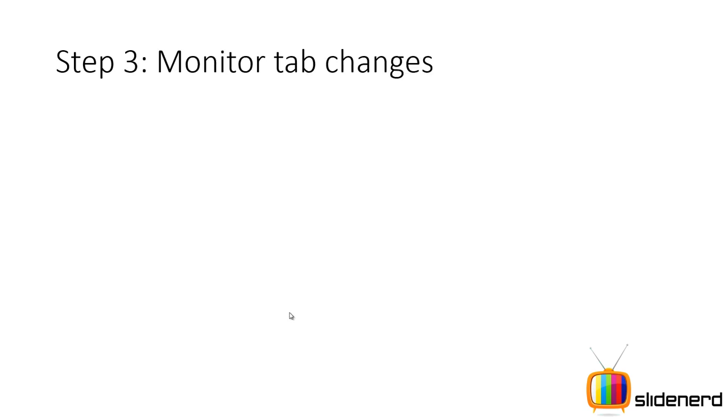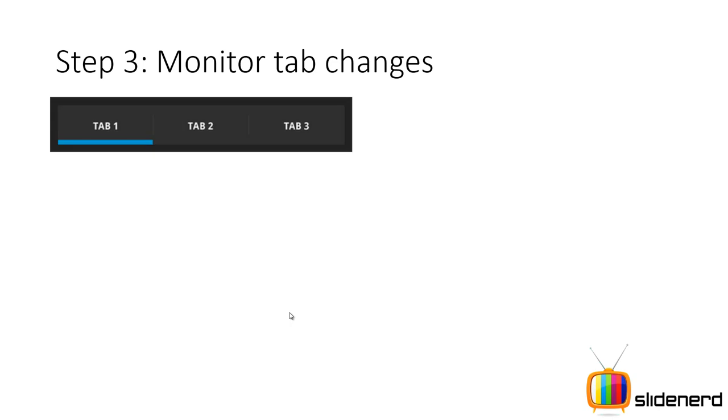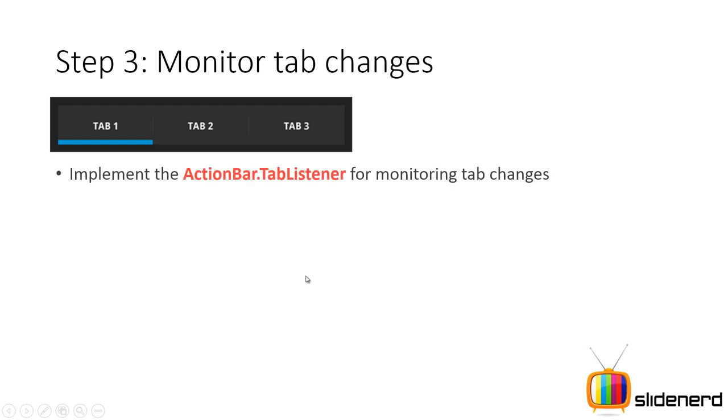Now step 3 is to monitor the tab changes. Now like I said, adding tabs like this is nothing. It's just like adding a pair of buttons over there and just wondering what is gonna happen. But what you actually want to do is, when the user selects a tab, you want to change the content below. When the user switches from tab 1 to tab 2, you want to change the content below, right? And for that, you have to monitor the changes in the tab by using something called ActionBar.TabListener.